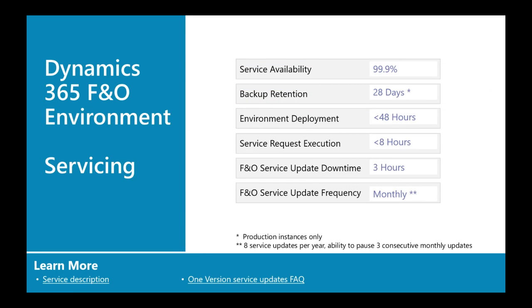So to summarize this chapter, what we talked about was the service availability of 99.9%. You should be aware of backup retention, correct? And service request execution varies a bit, and the details are in the docs articles, but it's always less than 8 hours. And if you have to do servicing to the F&O apps, there is a downtime window of 3 hours, and the update frequency is monthly. But like I mentioned here on the slide, monthly actually means 8 service updates per year and the ability to pause 3 consecutive monthly updates.